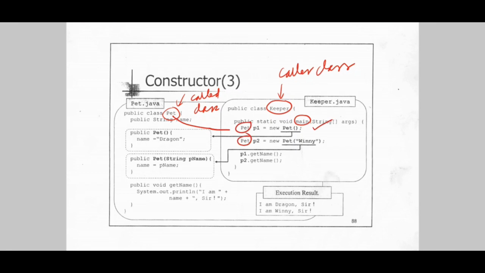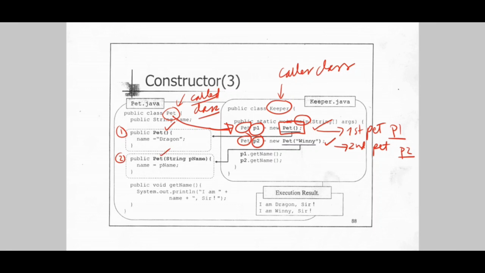And in the first instantiation, we create instance P1. So the first pet is P1. On the second instantiation, we create the second instance P2. So the second pet or instance of pet is P2. On the first instantiation, we use the first constructor. Take note, in the called class, there are two constructors. This is the first constructor and this is the second constructor.